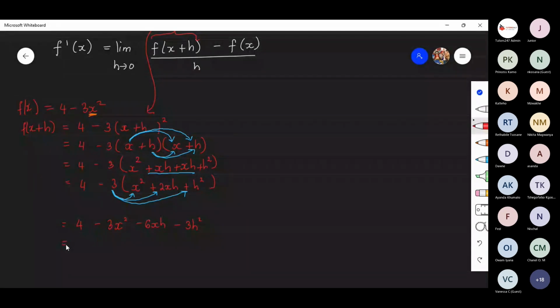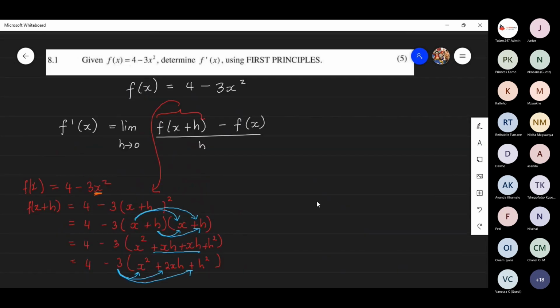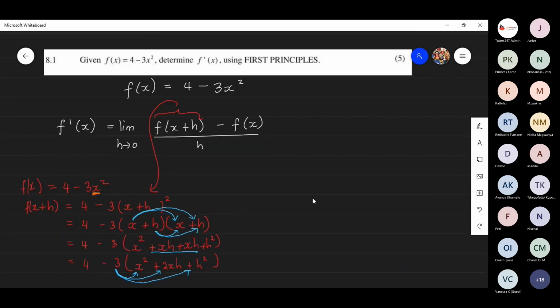So let us continue. We now need to add up all the like terms. So we actually don't have any like terms to add up, so we're going to stop there. That is only our f of x plus h part. Then we have minus f of x over h. Now we already have f of x from our equation, so we do not need to do anything special for that part.